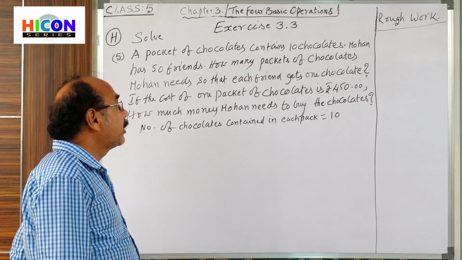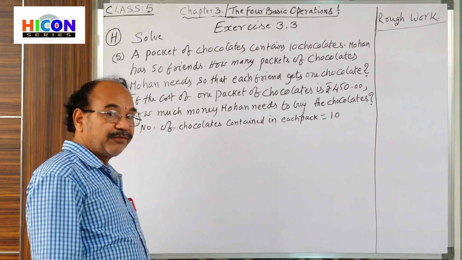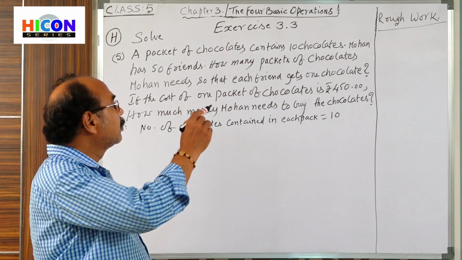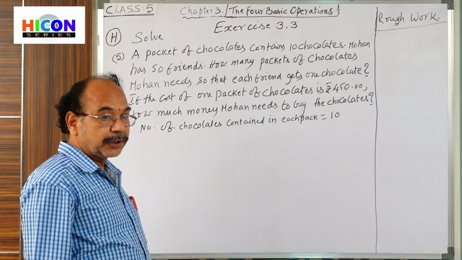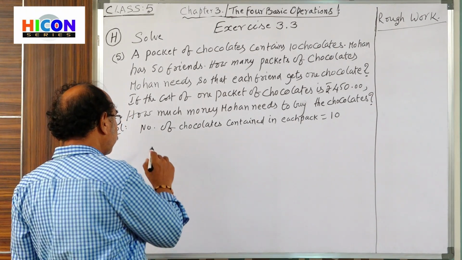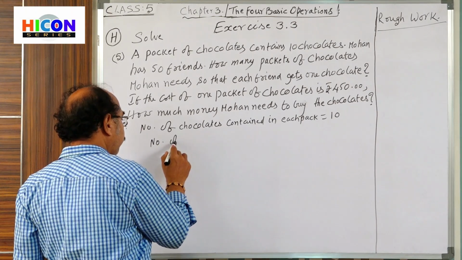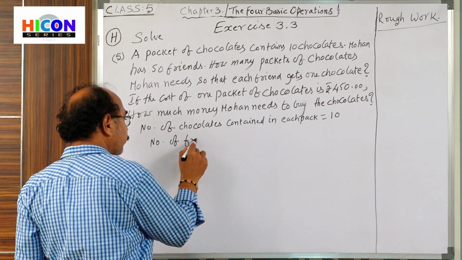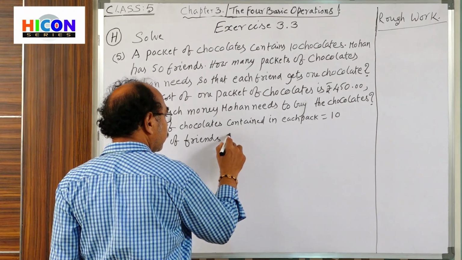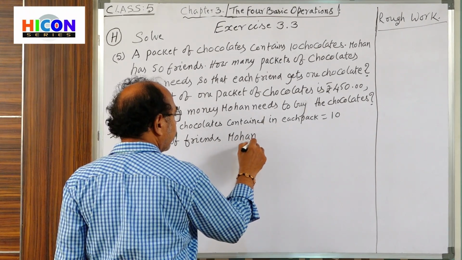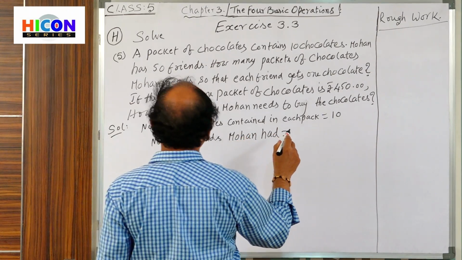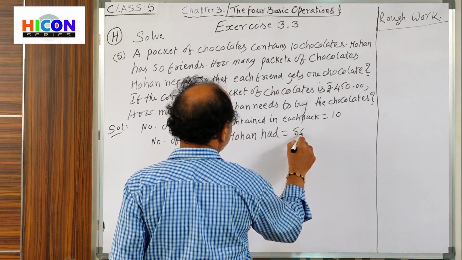How many friends Mohan had? Mohan had 50 friends. So, step 2. Number of friends Mohan had. How many friends he has? 50 friends.